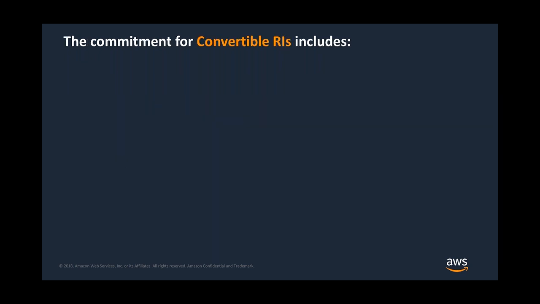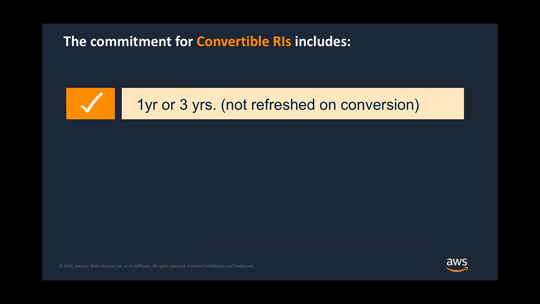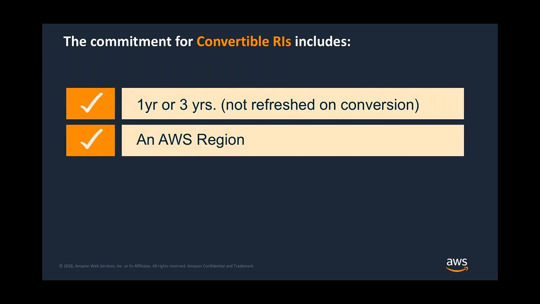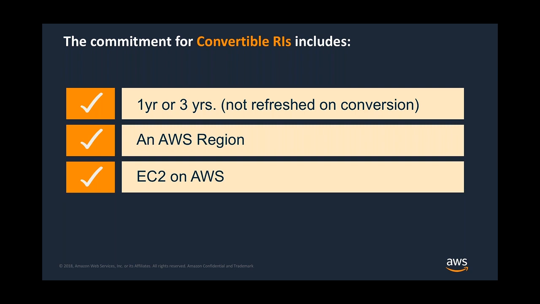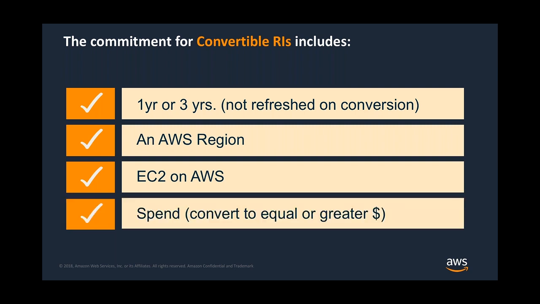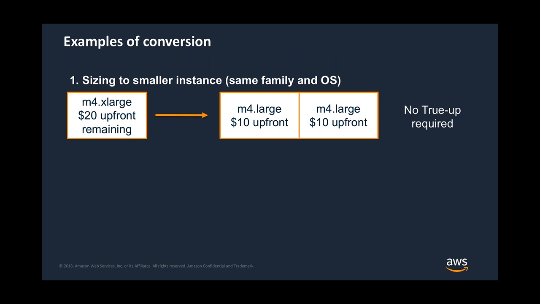Just to run through what you're committing to on a convertible reserved instance, you're looking at a 1 or a 3 year term. You're committing to a region. Currently, they're available only on EC2, and you're committing to a spend. So just to give you some examples of how that spend commitment works, if you're looking at potentially moving to a smaller instance in the future, convertible reserved instances will allow you to do that. So you can split, for example, an M4 X large into 2 M4 larges.